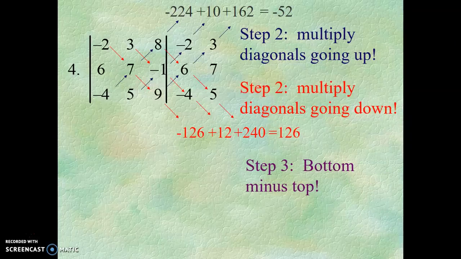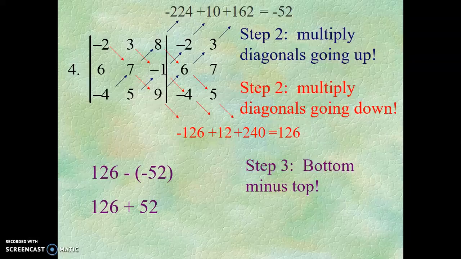Step 3, we're going to do our bottom minus the top. Before we subtracted, same thing here, bottom minus the top. So we get 126 minus negative 52. Remember, it's like adding. So 126 plus 52 gives us 178. And that is our determinant for our 3 by 3 matrix.